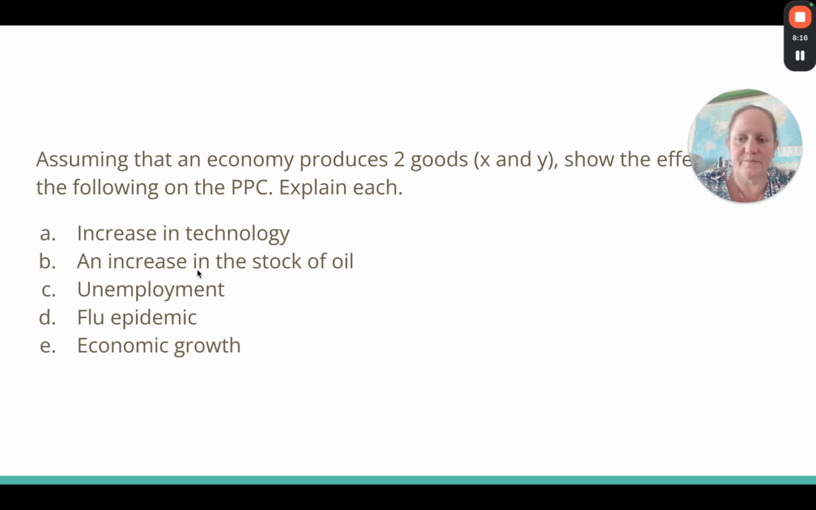So if we increase the stock of oil, we can transport goods more cheaply, and thus we'll be able to produce more. An epidemic and unemployment both show a shift inward of your PPC, because it means you're not using your resources to their maximum capacity. Unemployment and a flu epidemic shift the PPC inward because your resources are unemployed or underutilized. Your people are sick, they're not able to produce at maximum capacity. So that shifts the PPC inward.